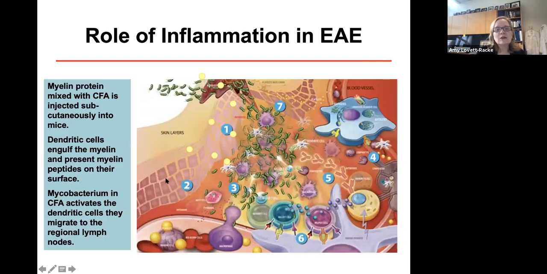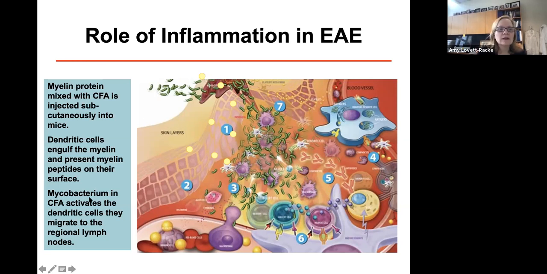So in EAE, to get that robust response, the other thing that's important to remember is that you have to induce innate immune cells, or this danger signal, to actually get the T cells to become activated. So that's the role of the complete Freund's adjuvant. And CFA contains mycobacterium. If we just give myelin antigens, you will not induce EAE, okay? In fact, you'll probably actually induce tolerance.